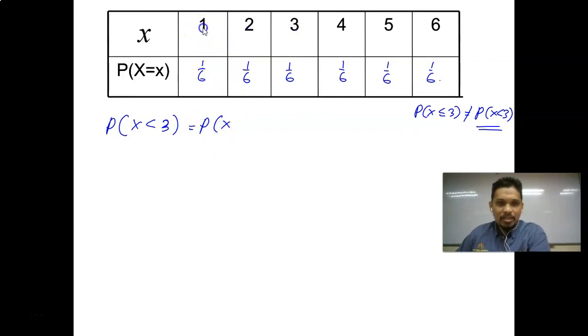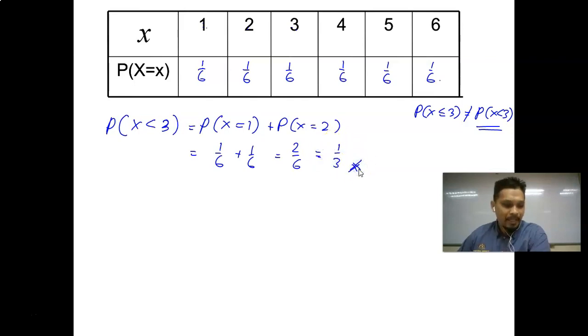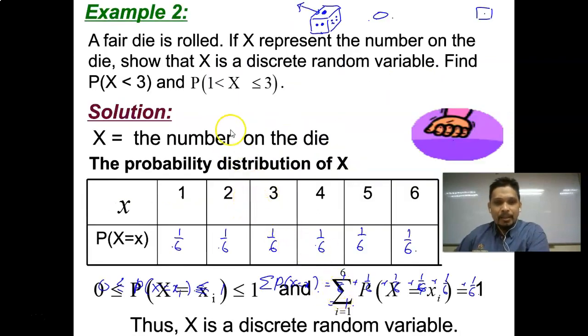So we have here the probability of x from 1 until 6. The probability of x equal to 1 plus the probability of x equal to 2 is 1 over 6 plus 1 over 6 equal to 2 over 6, or simplified as 1 over 3. And then the probability of x in between 1 and 3, greater than 1 and less than or equal to 3.